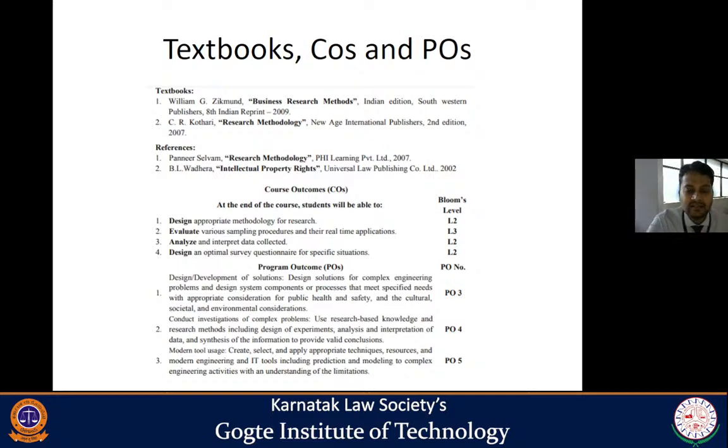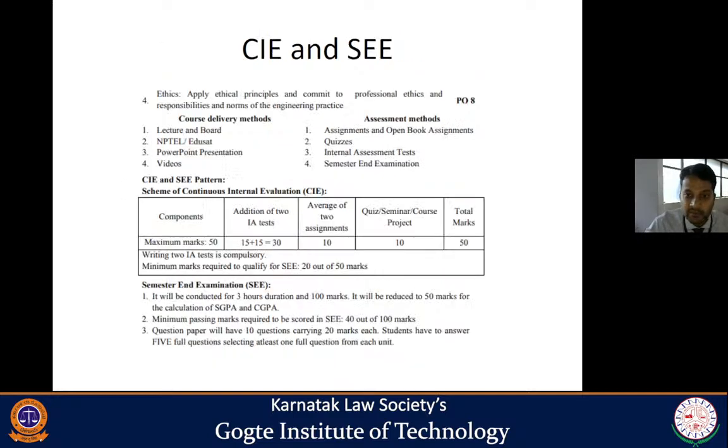Okay, so these are some textbooks and COs and POs related to this subject. You can see that there are 4 COs and 4 POs. Coming to CIE and SEE, as for the other subjects, the same is followed for this subject also. You will have 2 IAs, then 2 assignments, then a quiz or seminar or course project, and the total CIE marks will be 50. The minimum eligibility criterion to qualify for SEE is 20.